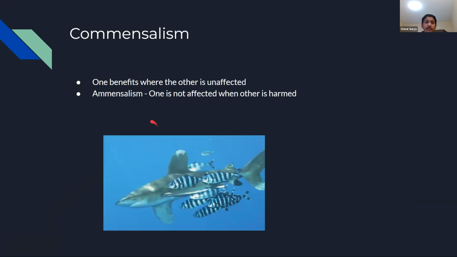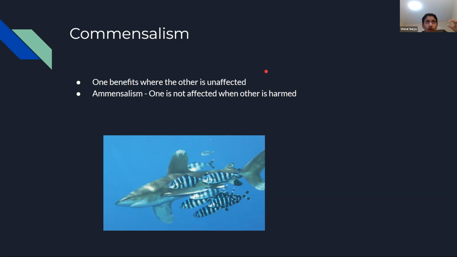And then there's commensalism and amensalism. So commensalism, good chance you've heard of it. It's where one benefits and the other is unaffected. For example, we have right here, where the different fish are tagging along the shark. But then there's one that I didn't really know about until the beginning of this year. So it's pretty recent, but I haven't heard about this in school, but it's amensalism. Amensalism is when one is not affected, but the other is harmed.